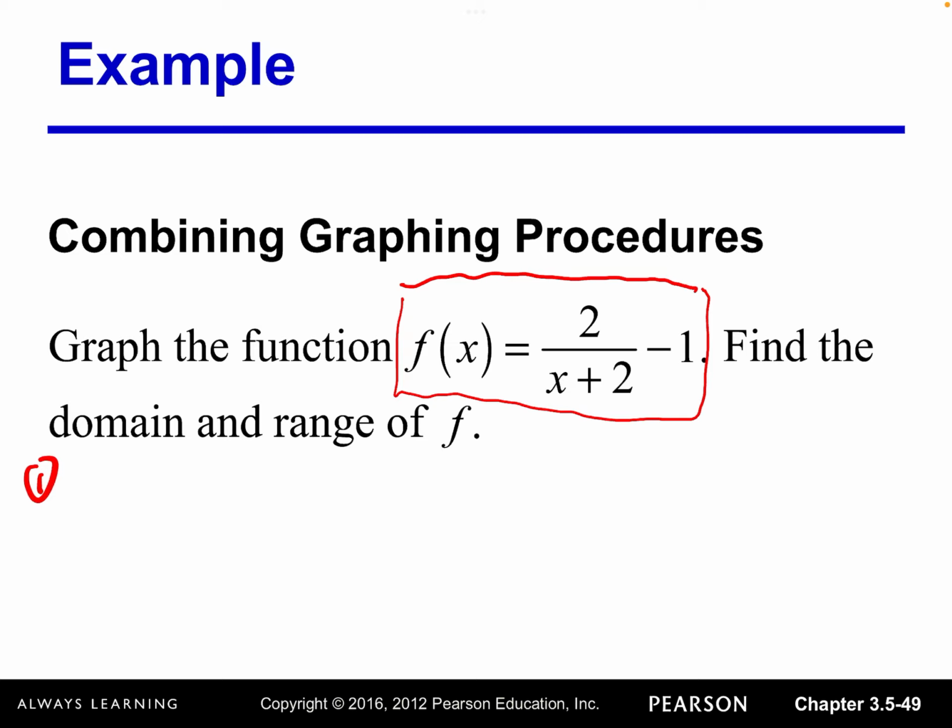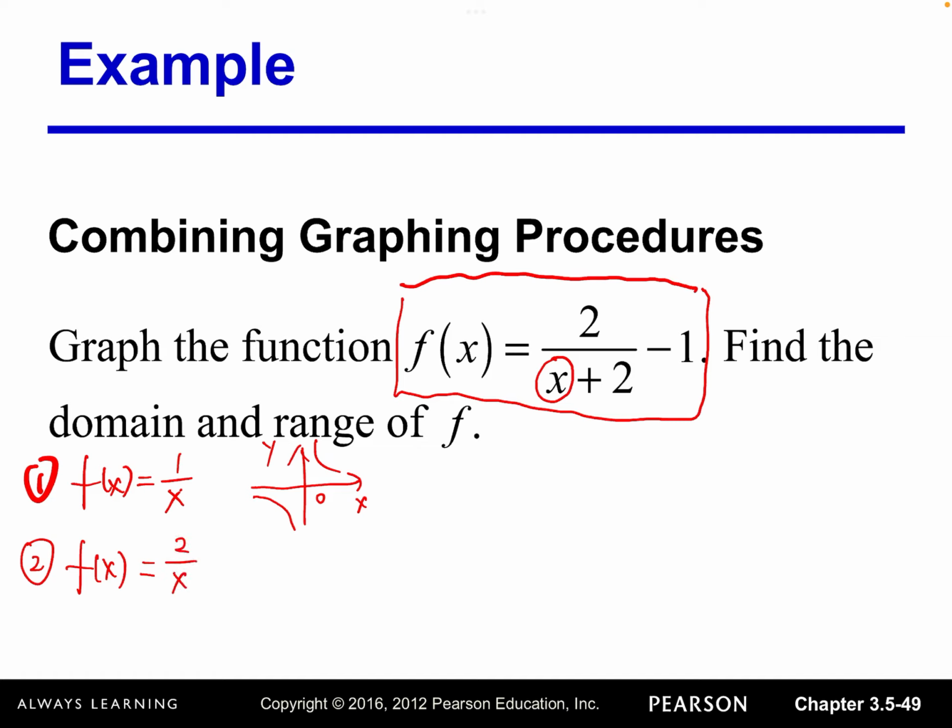process. If you notice, this function has the independent variable x in the denominator. So in the key functions in our library, the only one that has the variable in the denominator is the reciprocal function, right? So first we identify the reciprocal function, and then we know the graph is like this shape.